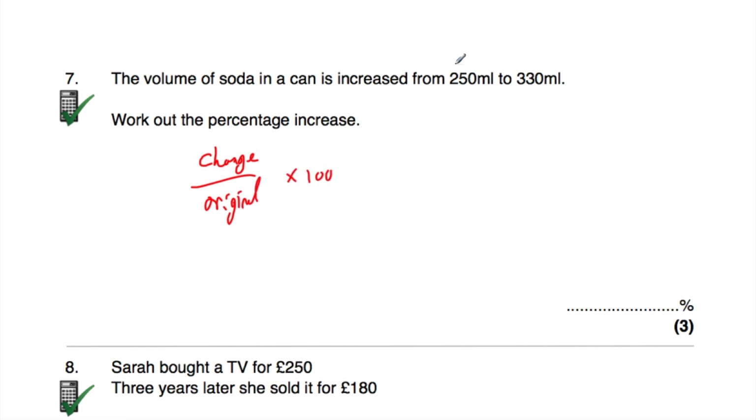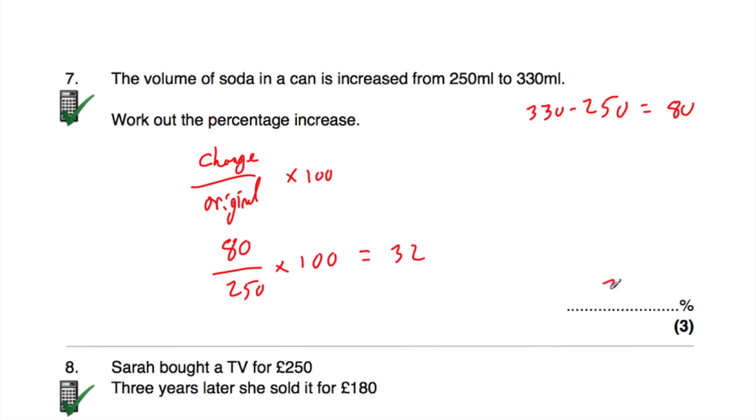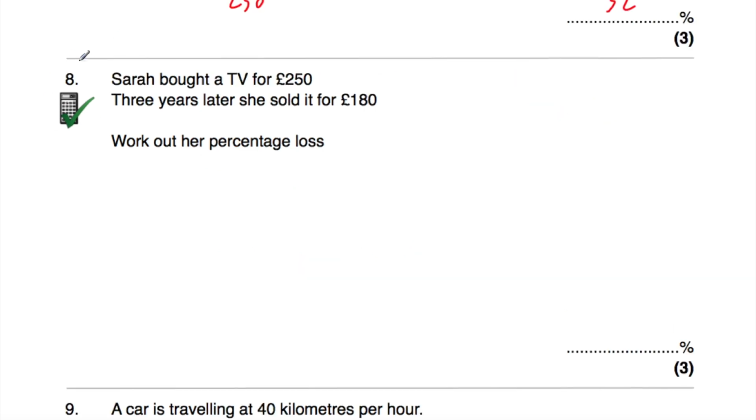So the change, well, that's what it changes by, what it goes up by in this case. So if we do 330, take away 250, that's equal to 80. So the change is equal to 80. Divided by the original, 250 millilitres, that's what it was to begin with, times 100. So we can just type this into our calculator, and we get an answer of 32. So that means the percentage increase is 32%, and that's it. Okay, let's have a look at our next question, question number 8.